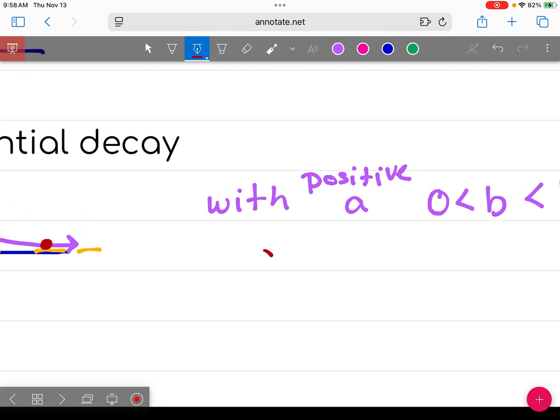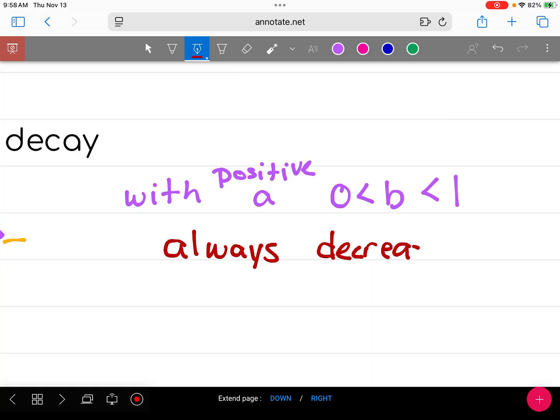Exponential decay is always decreasing, which means, again, it's one-to-one. So we're going to be able to find the inverse of them. And we will get to the inverses of the exponential functions before the end of the chapter. We'll get there.